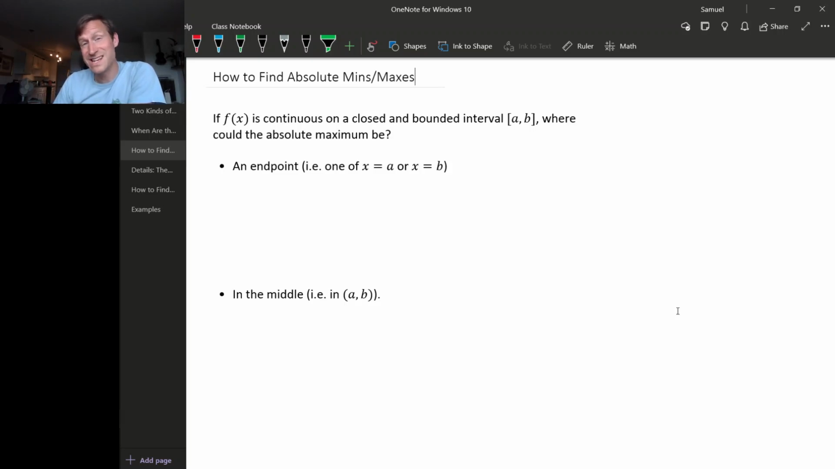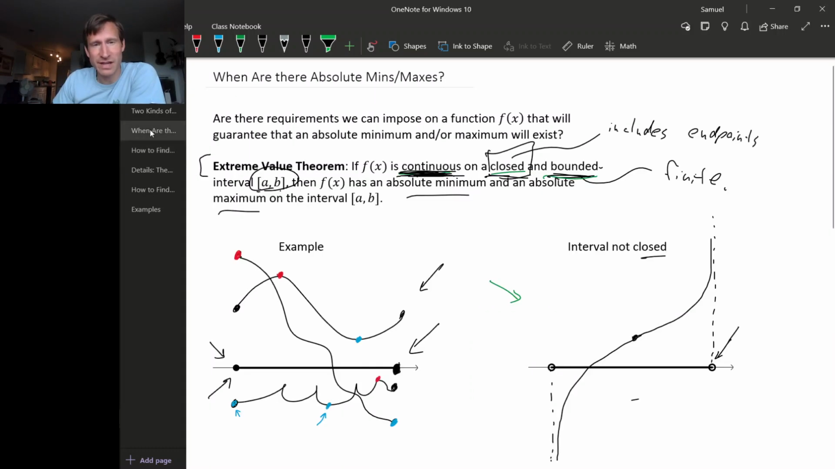Now that we can guarantee the existence of absolute minimums and maximums using the extreme value theorem, let's figure out how to actually find them. So the picture to keep in mind as we do this is some examples of what continuous functions on closed and bounded intervals look like. These sorts of examples are like what we were looking at when we were discussing the extreme value theorem.